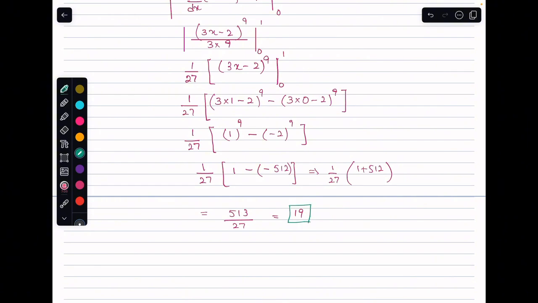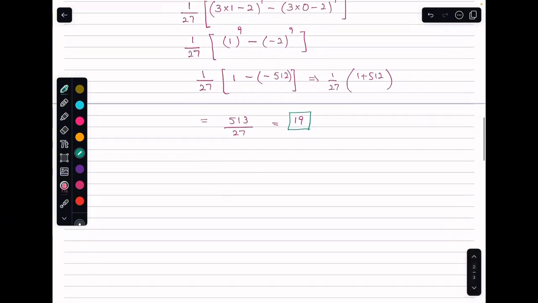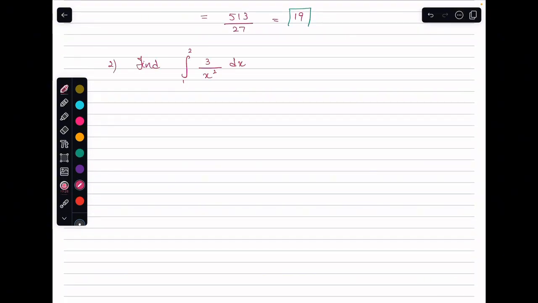So this is how simple it is to do the definite integrals once we know the method of the integration. So let's do the second question. Integral with the lower limit 1 till 2 for 3 by x squared dx. To start solving this question, I would take the denominator to the numerator so that this becomes 3x to the power negative 2 dx.